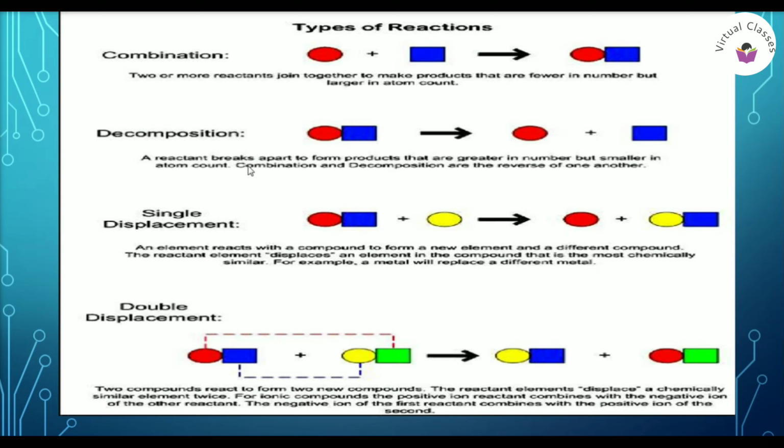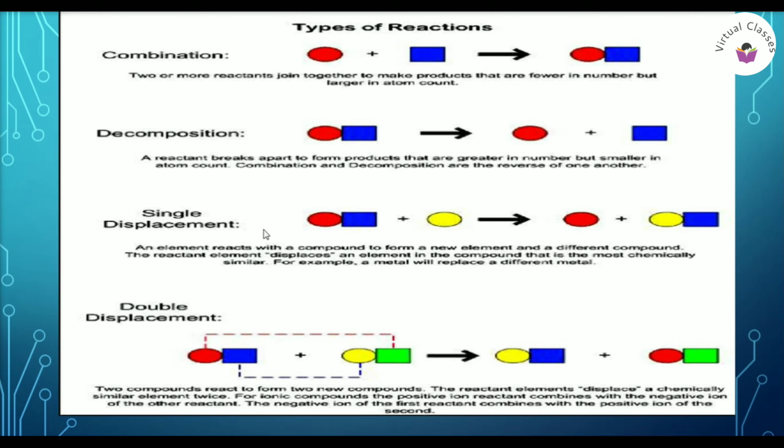Now, types of reactions. So, the first type is combination reaction. Two or more reactants join together to make products that are fewer in number but larger in atom count. Next is decomposition reaction. Here, a reactant breaks apart to form products that are greater in number but smaller in atom count. Combination and decomposition are the reverse of one another.